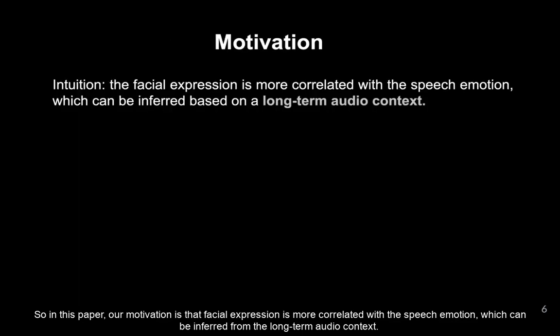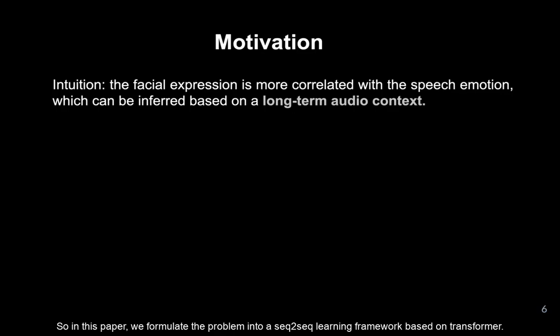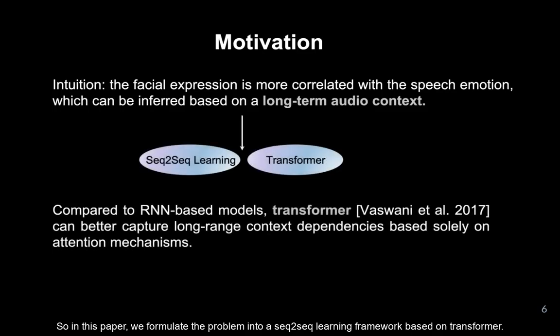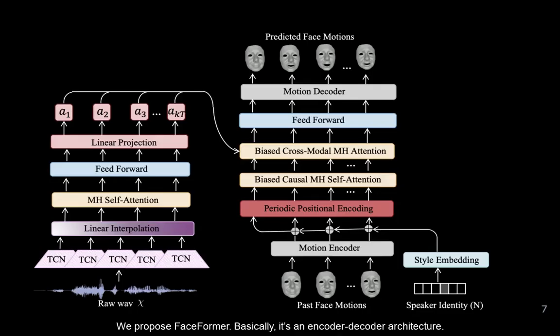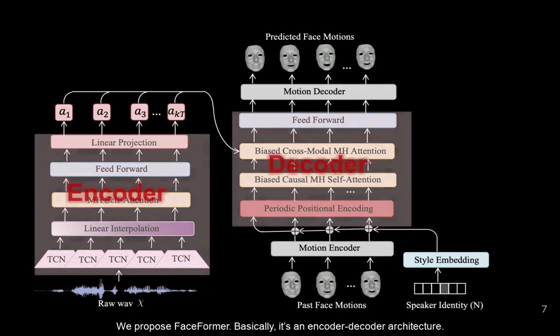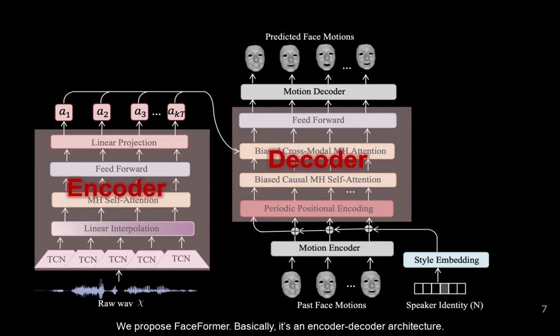So in this paper, our motivation is that visual expression is more correlated with the speech emotion, which can be inferred from the long-term audio context. So in this paper, we formulate the problem into a sequence-to-sequence learning framework based on Transformer. Compared to RNN, Transformer can better capture the long-term context dependencies based on attentions. We propose FaceFormer. Basically, it's an encoder-decoder architecture.